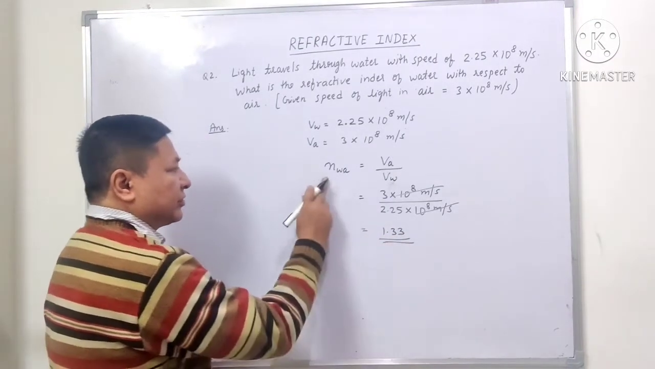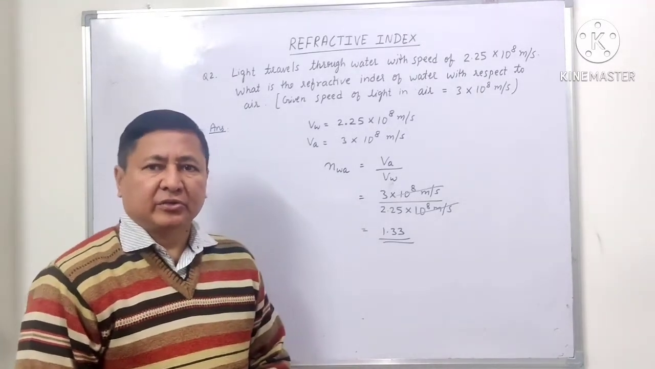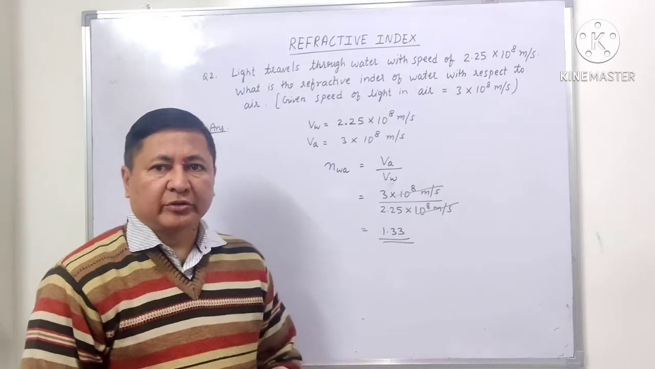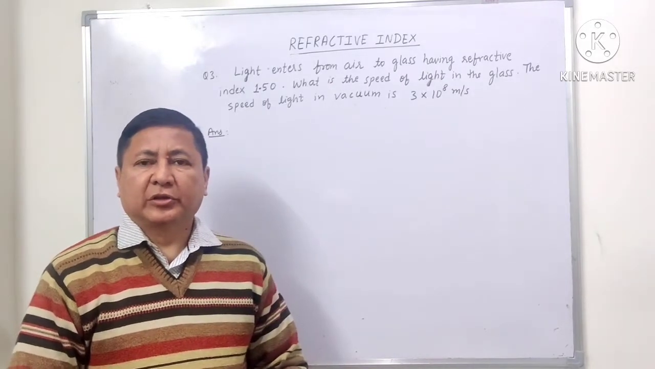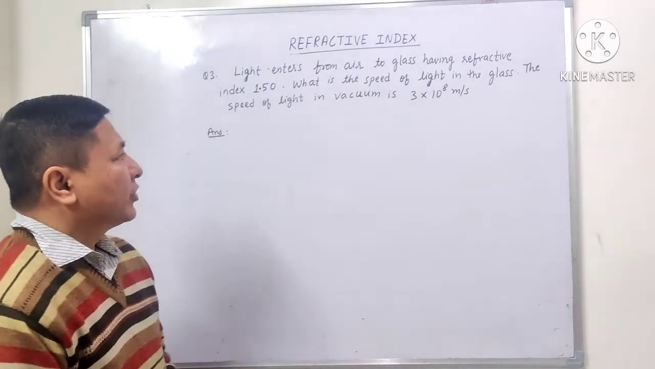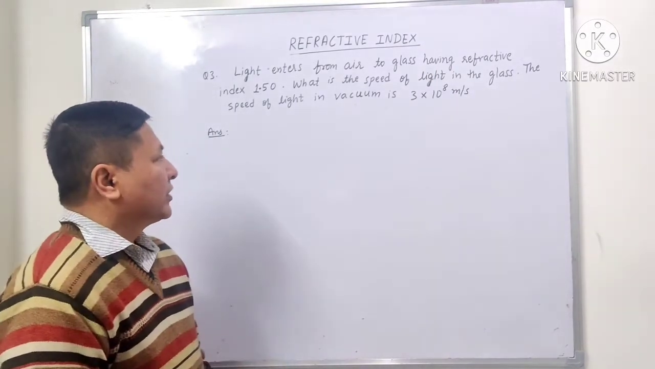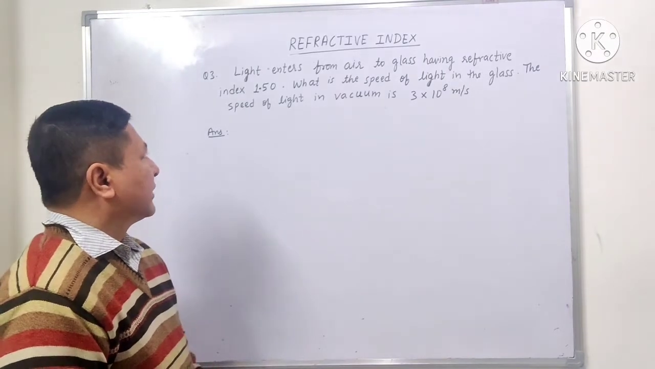So the refractive index of water with respect to air is 1.33. It doesn't have any unit, so it will be 1.33. Now let us solve third numerical based on refractive index. Light enters from air to glass having refractive index 1.50. What is the speed of light in the glass?